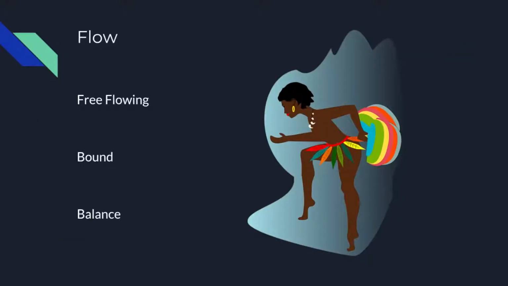A part of energy is flow. Flow is connected with energy because of the use of force when the movement occurs. The body is either free-flowing, bound, or in balance. Free-flowing movements are continuous, ongoing, and fluid. Stopping is difficult with free-flowing movements. Bound movements are controlled, balanced, and restrained. Stopping is easy with bound movements. Balance indicates a position that is located between free-flowing and bound movements.